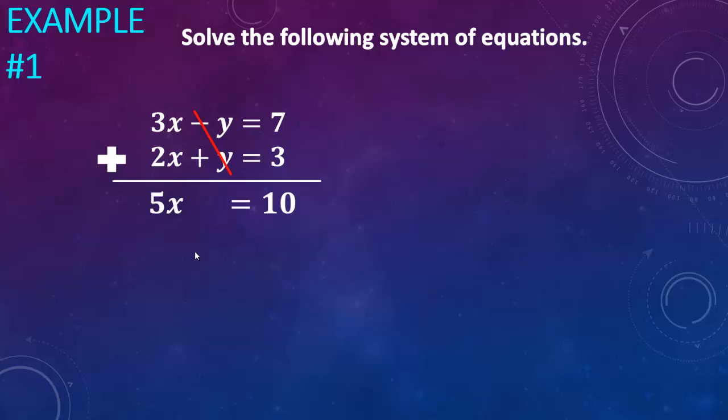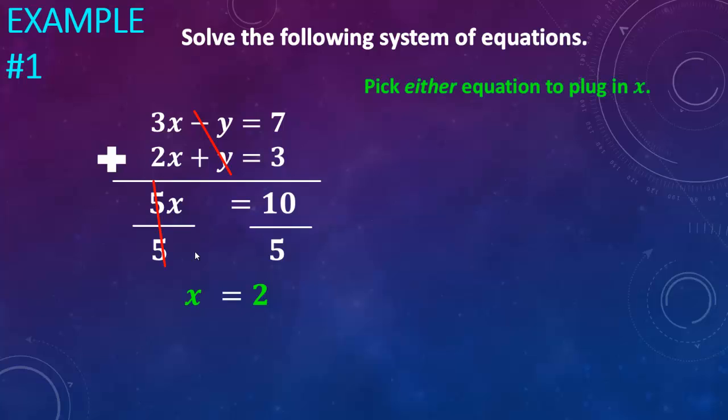And then you just solve like we've done pretty much most of the year. Divide both sides by 5. 5's cancel out on that side, and you end up with x equals 2. Now what we do is we take that x equals 2 and we plug it back into either equation. Doesn't matter which one. I'm going to go with the second one.